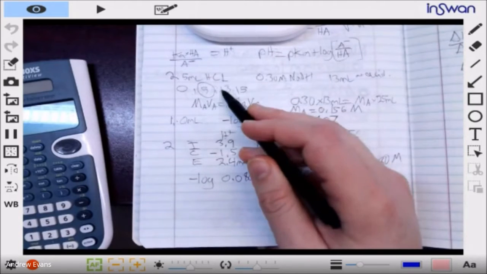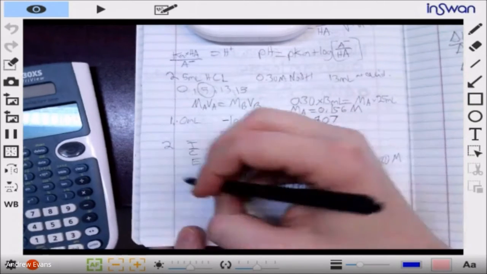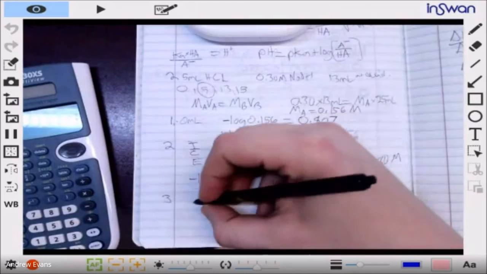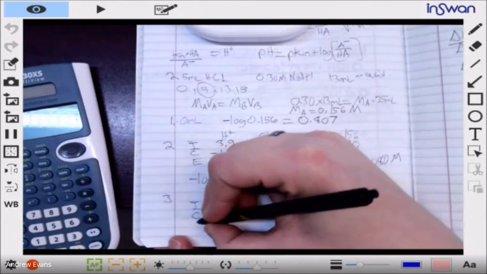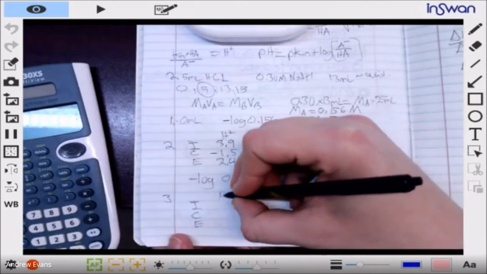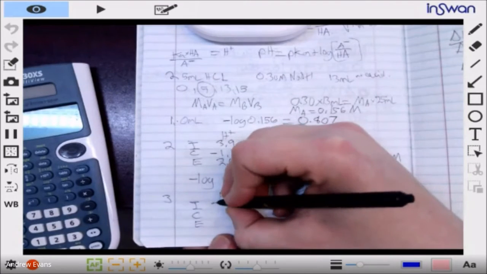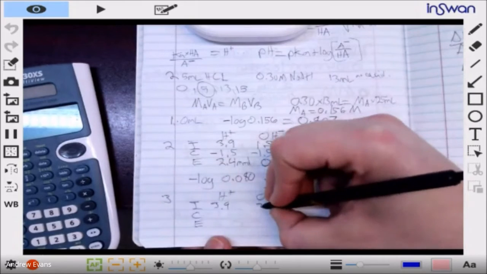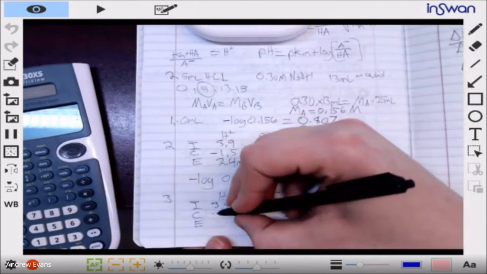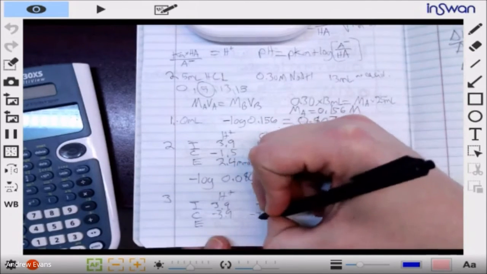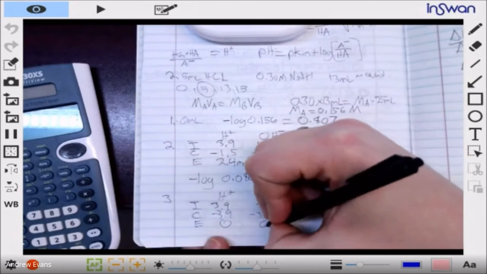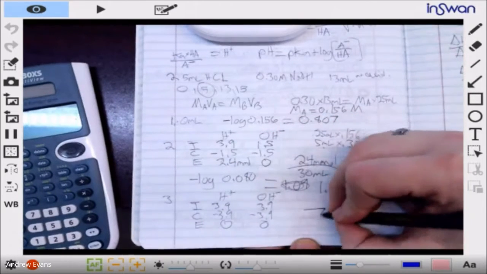Now, because this is a strong acid, we don't actually have to do the third one. We could, but essentially what you would have is ICE. Here's your acid. Here's your base. You would have said, okay, this is 3.9. This is also 3.9. Minus 3.9, minus 3.9. You get 0, you get 0. So this is just pH 7.